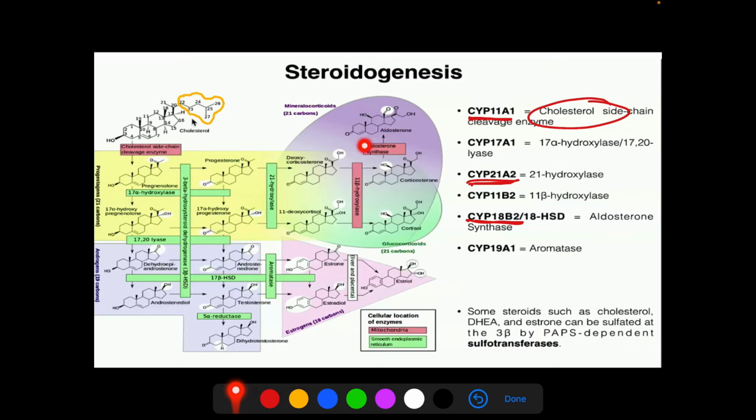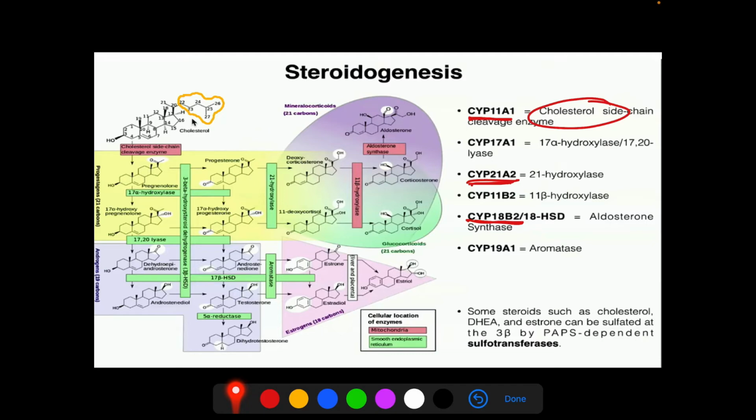So this aldosterone synthase enzyme here has generally two activities. Number one, again, as what I've mentioned, hydroxylase activity by the CYP18B2 and the 18-hydroxysteroid dehydrogenase. That converts the hydroxyl into the aldehyde group. That's why aldehyde, aldosterone.